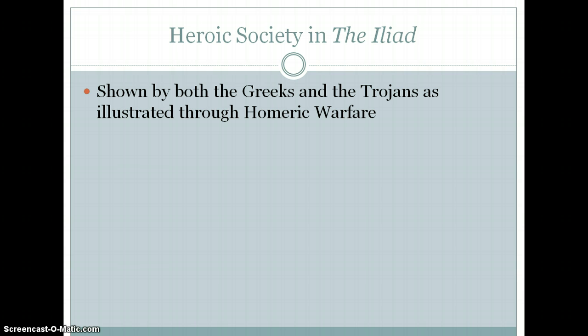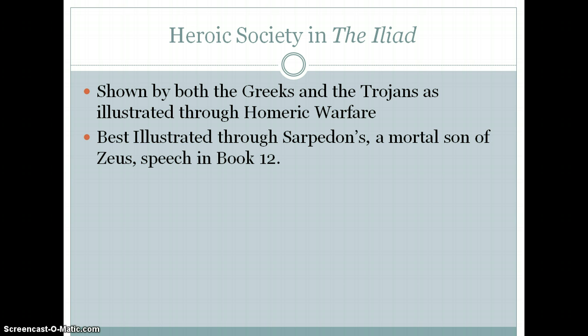Heroic society in the Iliad is shown by both the Greek and the Trojan cultures, and it's illustrated through Homeric warfare. Homeric warfare, by the way, is a little bit different from what we're used to, because instead of straight up action and violence, there's action and violence broken up by long flowery speeches.